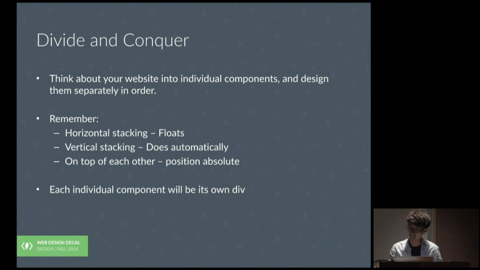If it's horizontally stacked, you use floats. If your elements are stacked vertically, you don't have to do anything because divs do it automatically. And if you want to place an element on top of each other, you use position absolute. So divide each of your elements into three cases. If it's horizontally stacked, floats. Vertically stacked, you don't have to do anything. If it's on top of each other, you use position absolute. Wait, when you say on top, you mean layers? Layers, yep. Let's say you have text on top of an image, that'll be on top of each other.